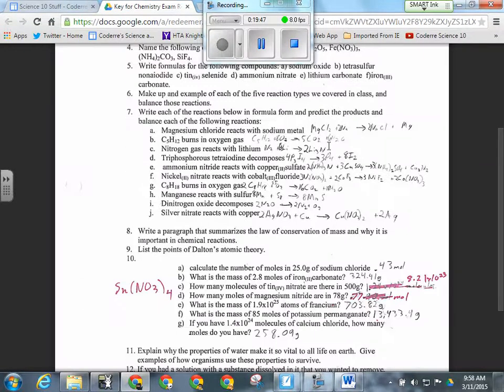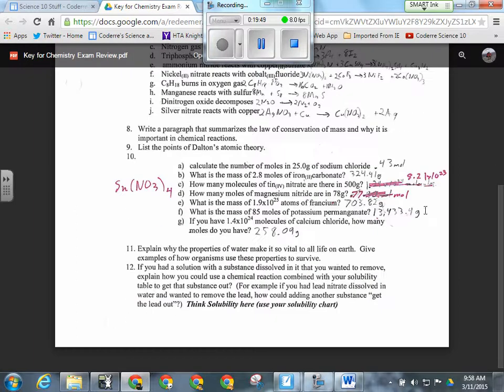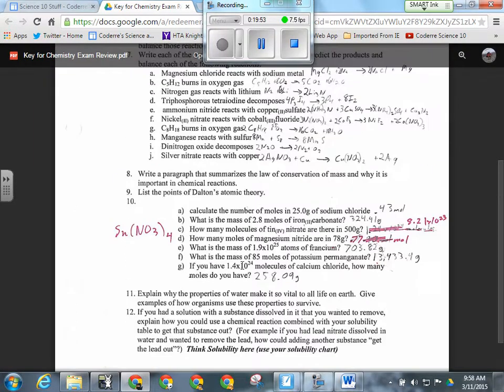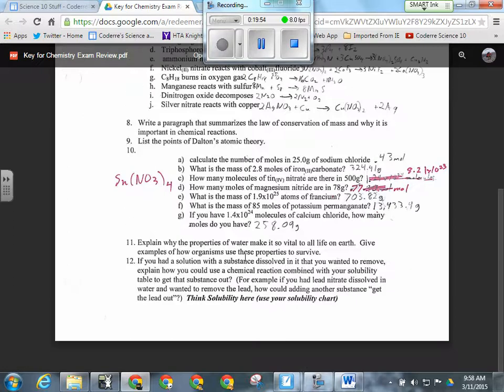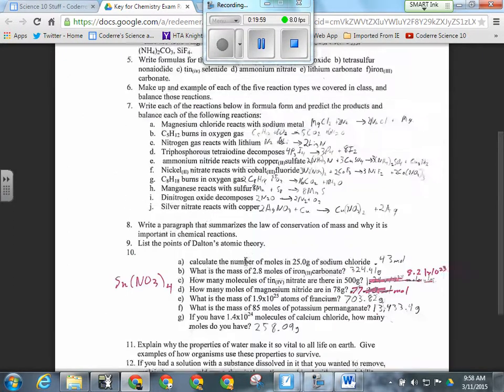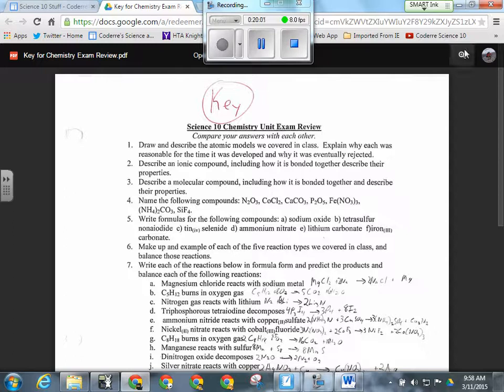Okay. But there's keys here for the reactions. There's keys here for the mole equation stuff. Okay. Yeah, there's not necessarily keys for the explanation questions because that's stuff you're going to look up in your notes anyway. All right, so there's keys for some of it there. You can check it that way.